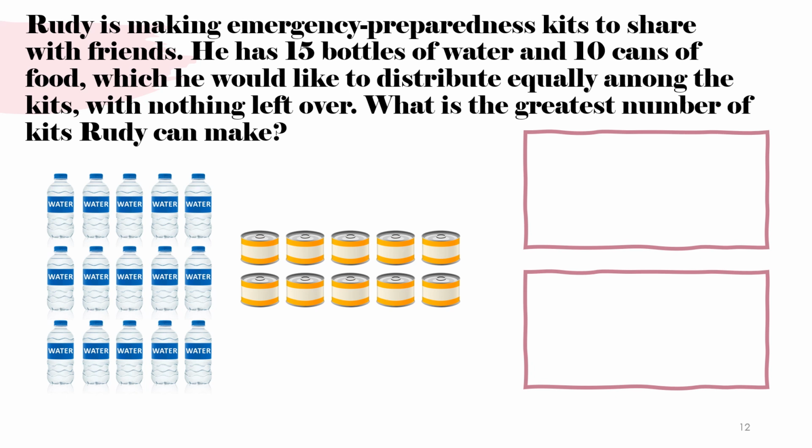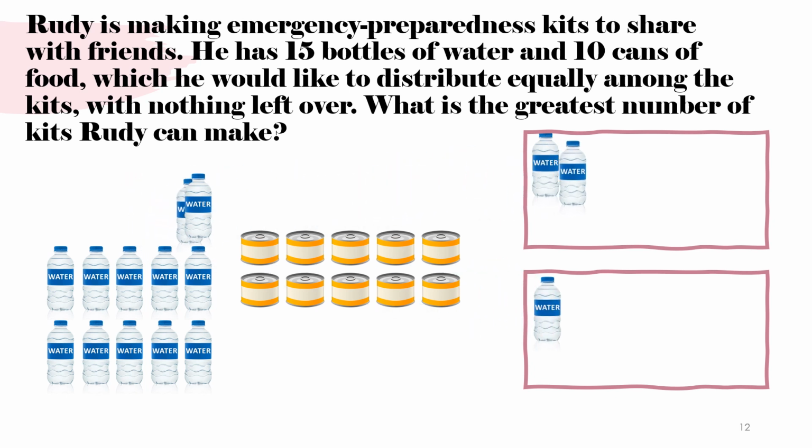All right, so I'm going to start divvying up the water bottles. I'm going to put 1 bottle in the first kit, 1 bottle in the second kit. I'm going to repeat this process over and over. Now we have 2 in each kit, 2 waters in each kit. Now we have 3 waters in each kit.